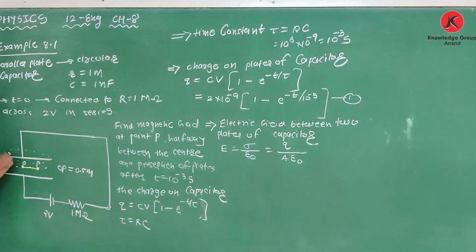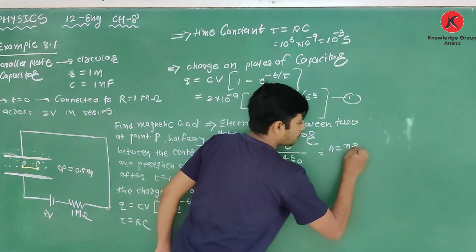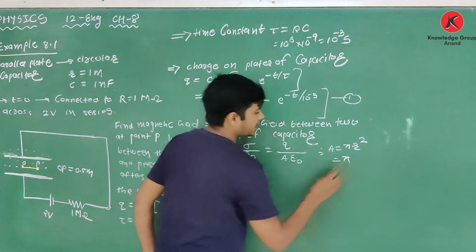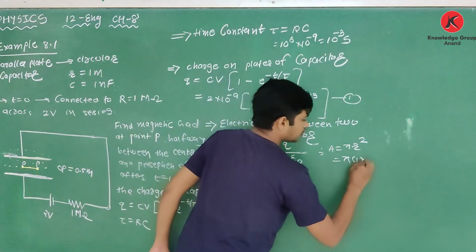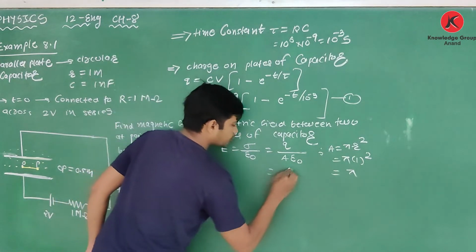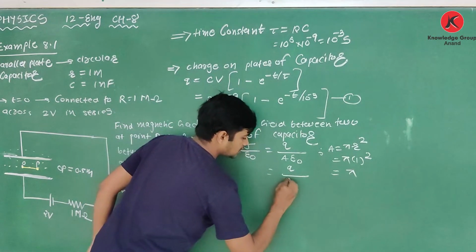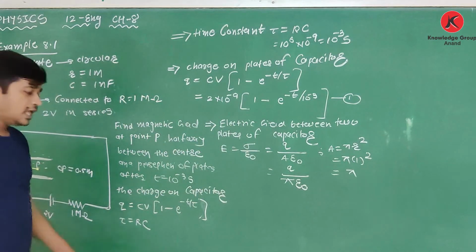So yes, to calculate the electric field between two plates, you have to consider the total charge on this and its total area. Its total area means A is equal to pi r square, which is pi, since the radius is just 1 meter. So 1 squared, here it is pi. So E is equal to Q upon pi epsilon 0. So that is the electric field.